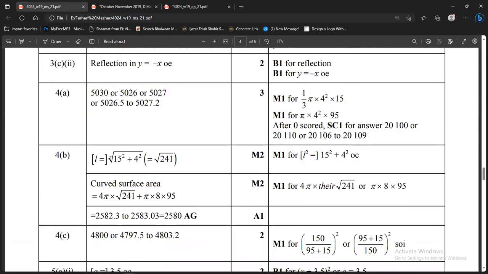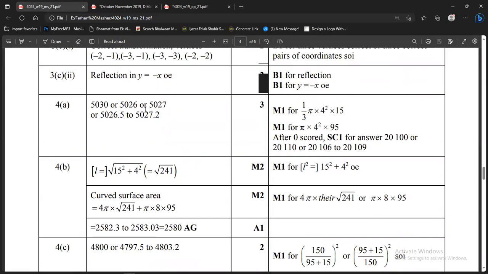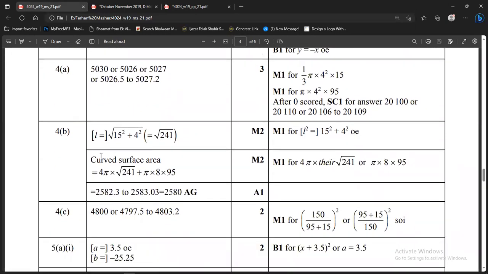Where is that? You can see this is the right answer, sir. This is the answer. Okay. 2580 is the right answer, sir.